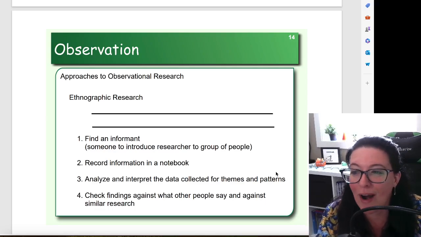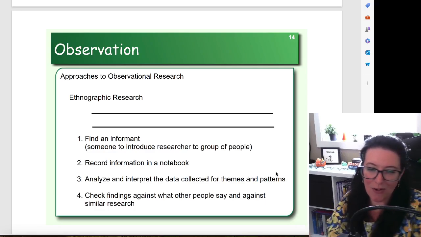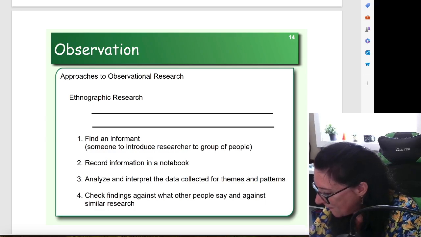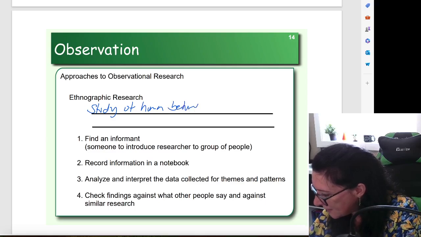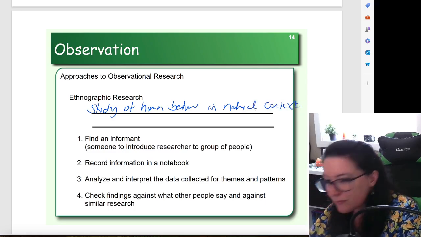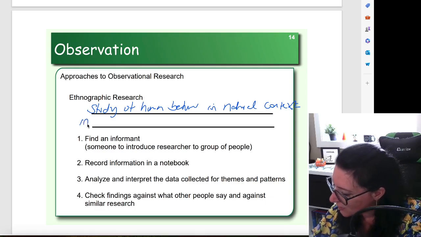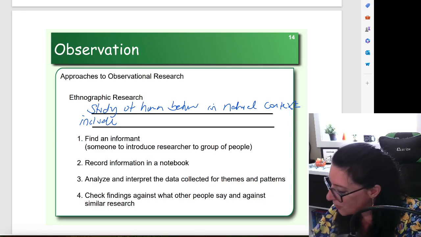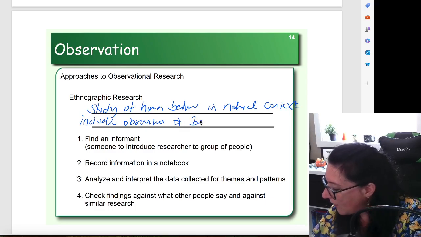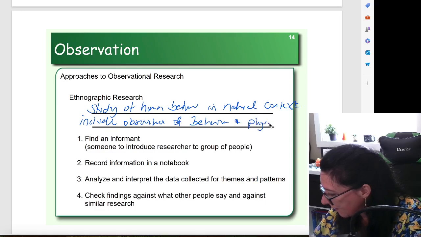And to practice some ethnographic research, remember this is the study of human behavior. This is in a natural context, right? We are observing people in their environment. It is direct, and so it is going to include observation of behavior and the physical setting that they're in.